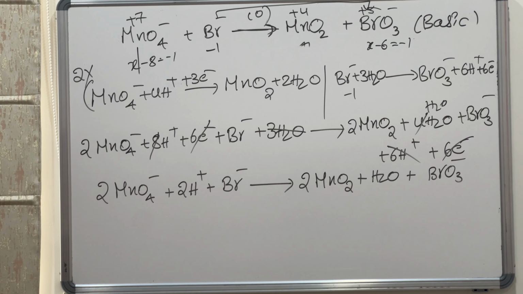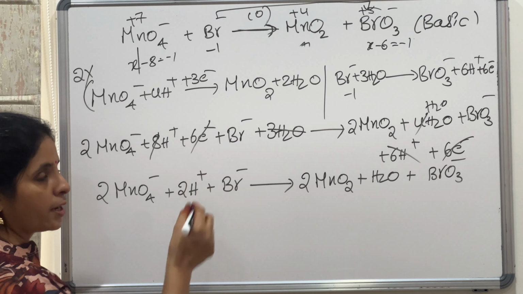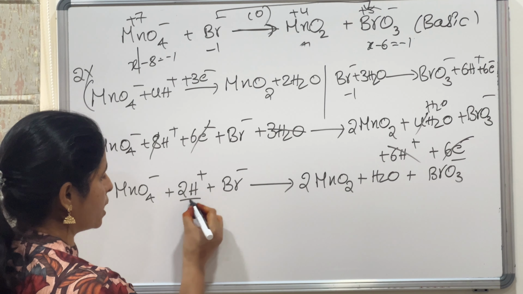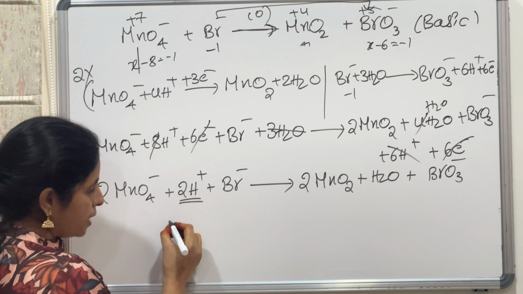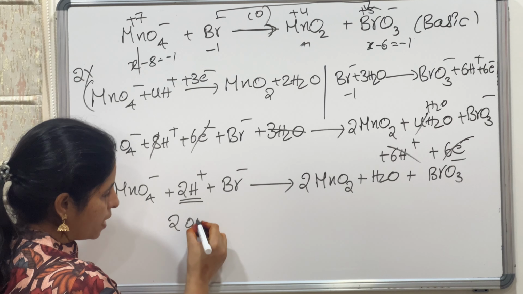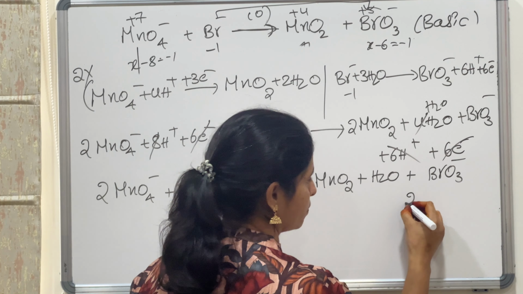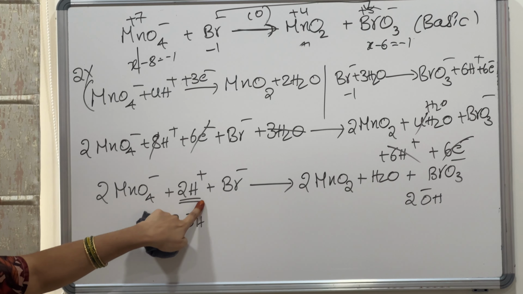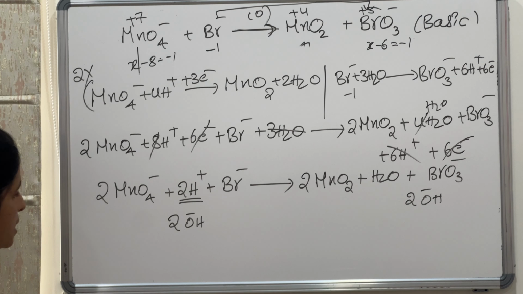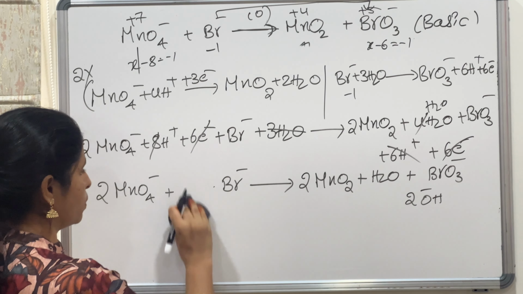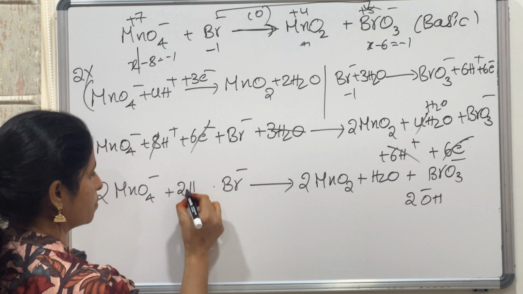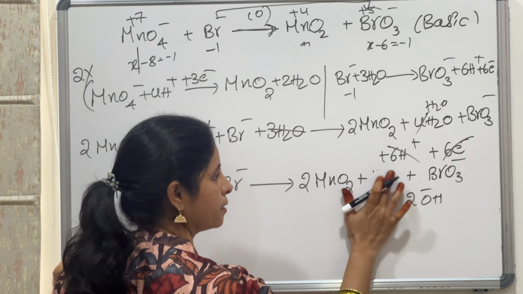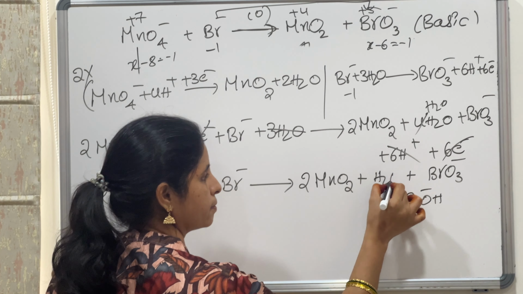Now, you want the equation in the basic medium. So to get the equation in the basic medium, here 2H plus is there, no? You just add 2OH minus on both sides. So what will it become? This 2H plus 2OH minus will become 2H2O. So already you have H2O here. This will get cancelled.